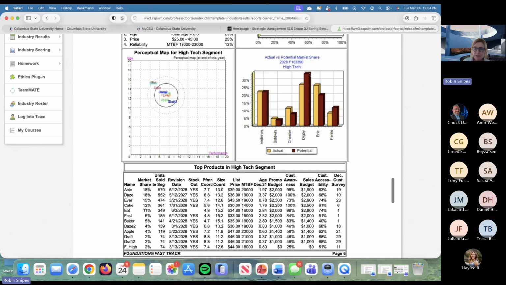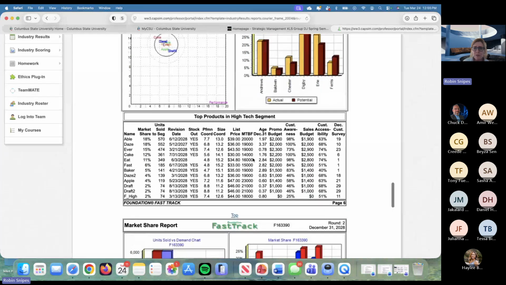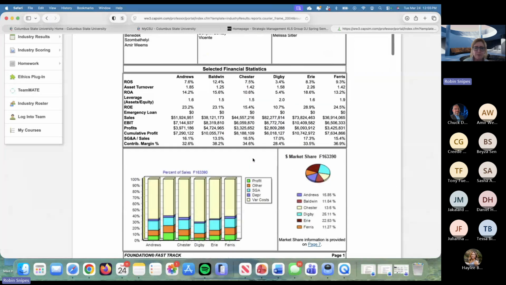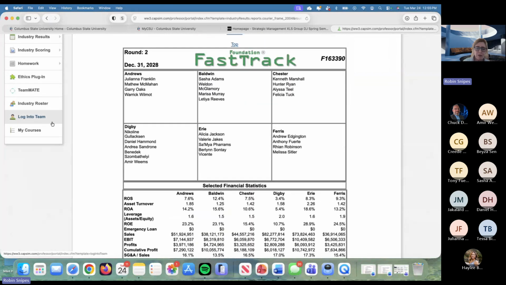The same thing happened in the high-tech segment. This time it's Team Digby that underestimated. Team Digby, that's your Dazzle product. You could have been the #1 seller. You could have sold significantly more there. And instead, those sales were given to your competitors. So do consider that when you are entering your production amount.